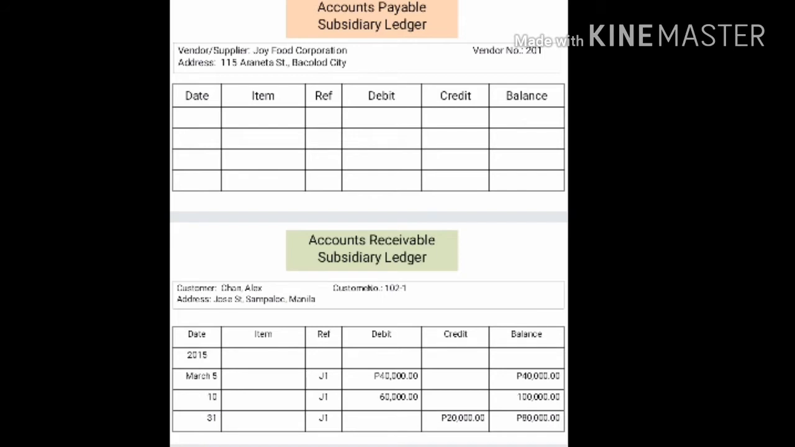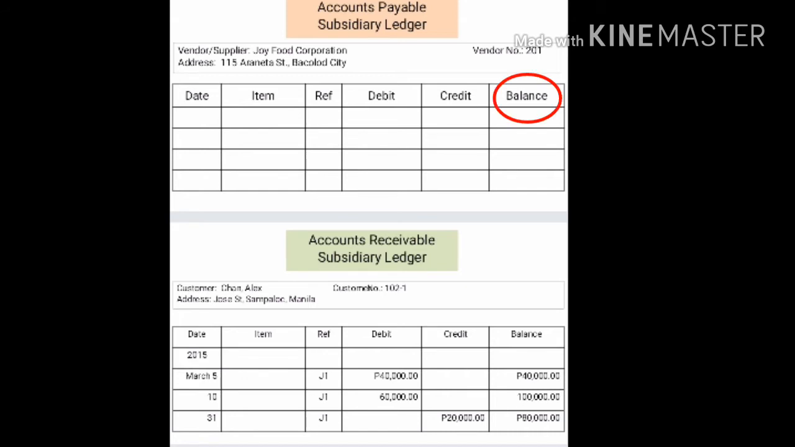These are the parts of subsidiary ledger. First, the date column, which identifies when the transaction happened. And then the description column, describes the nature of transaction. Third, reference column, identifies the page number of the general or special journal from which the information was taken. And the fourth, debit and credit columns, reflect the various effects of every transaction to the record of supplier or vendor. And then, the balance column provides the running balance of every supplier.